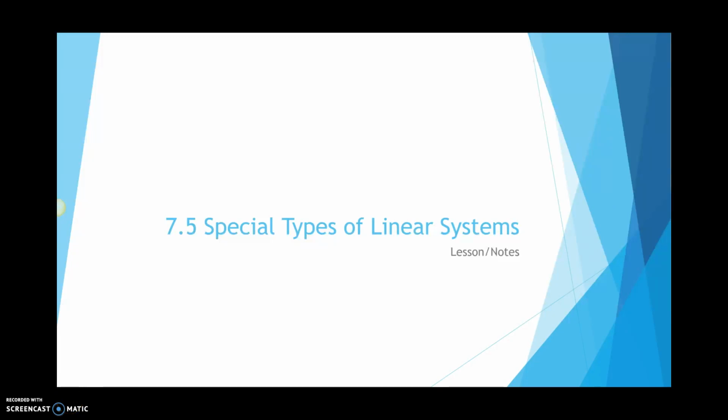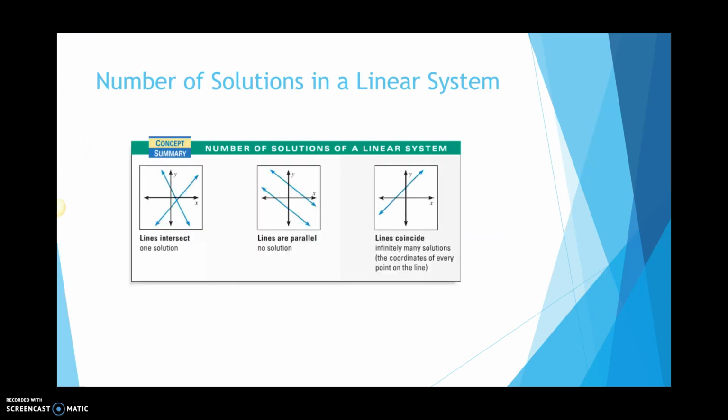Hi students, this section is 7.5, Special Types of Linear Systems. In this section, we are now going to be determining the number of solutions that a linear system has.